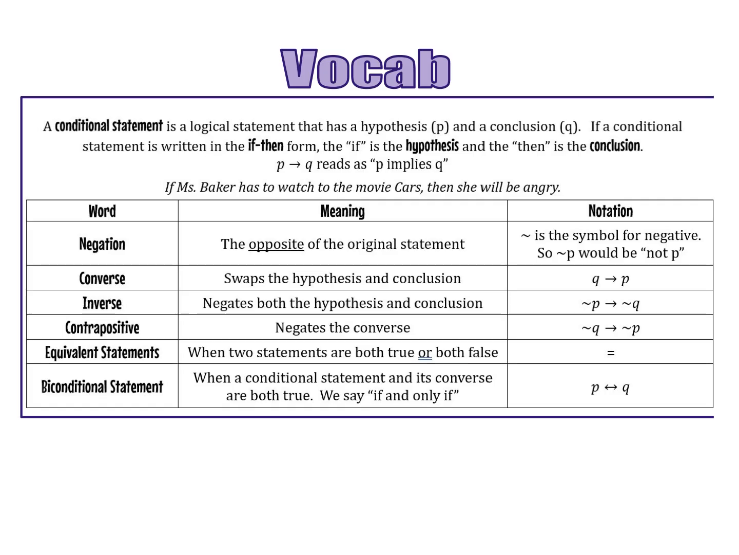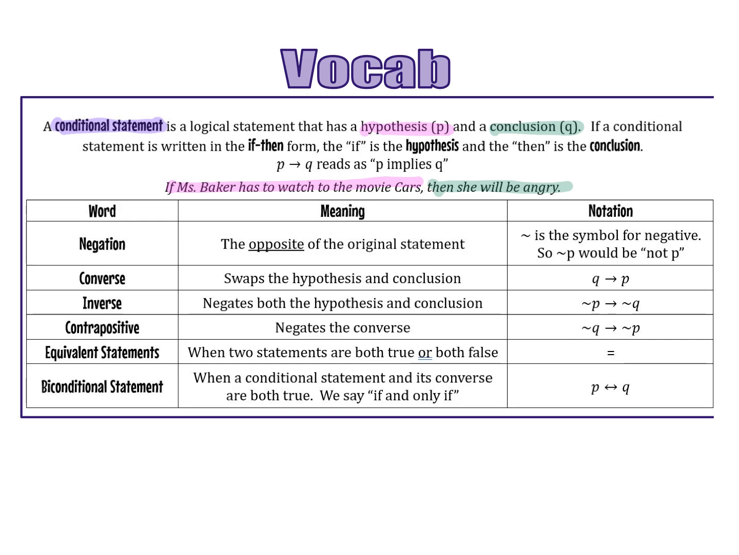So there's a lot of vocabulary that comes in this section, and I don't want you to worry. We're going to go through it slowly, and then we're going to tie it to specific examples to make sure we truly understand it. So a conditional statement, the big topic in this whole lesson, is a logical statement that has a hypothesis and has a conclusion. So for example, if Miss Baker has to watch the movie Cars, that would be our hypothesis. Then she will be angry. Miss Baker does not like the movie Cars.